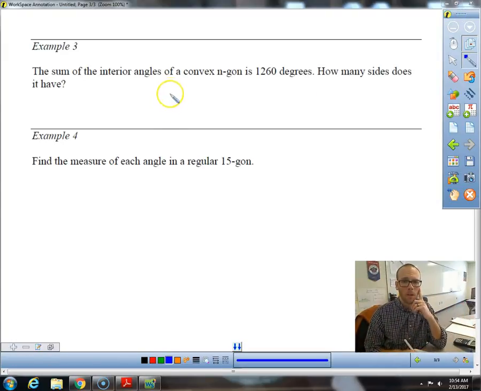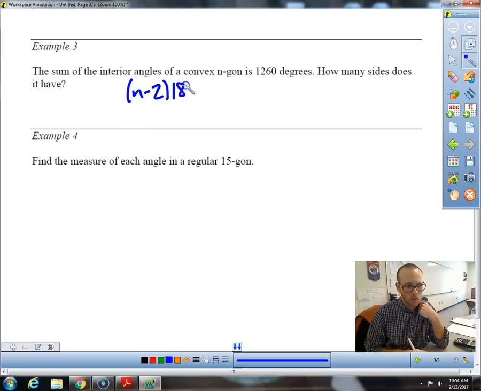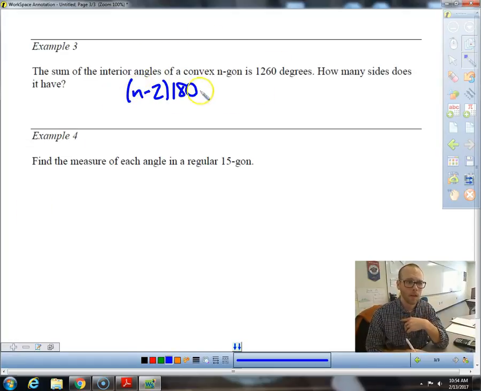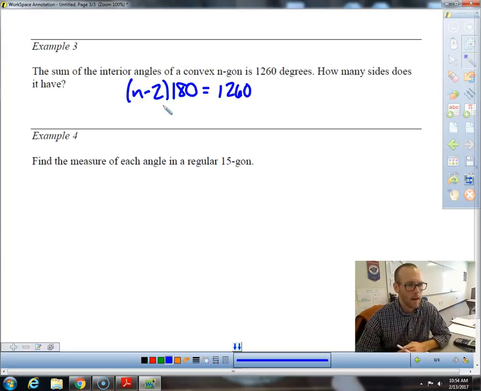So, how would I do this? Well, what do we normally do? We take n minus 2 times 180, we plug in the n, and we get the angle sum. Well, here, let's just take the n minus 2 times 180 and set it equal to 1260. Here's an equation. Can I solve this for n? Absolutely. Now, how would I go about solving this for n?